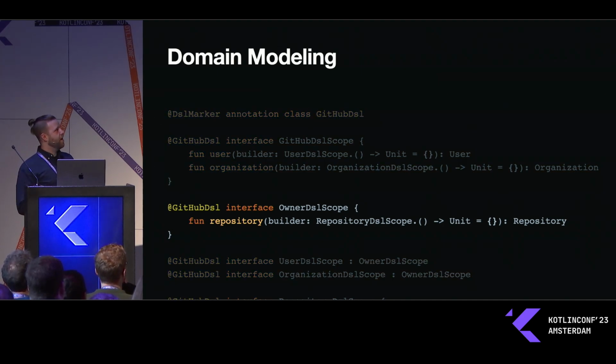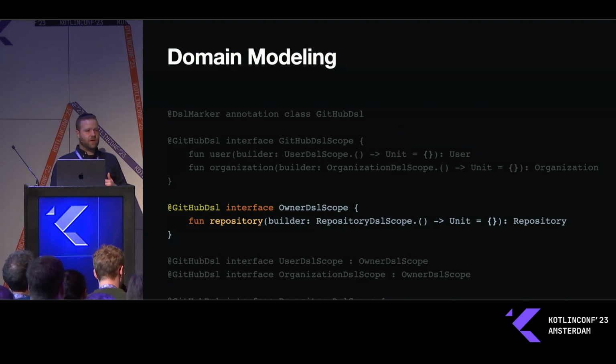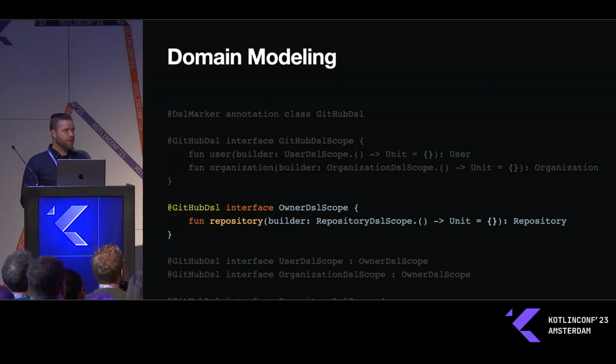So let's look at owner DSL scope. It has a single function here for repository. And the other thing about these functions is I've dropped any other parameters. They only take this builder. That was just for simplification. When you're defining a repository, obviously there are a lot of other parameters you'll need, like a name, for example, what you're actually calling this repository.